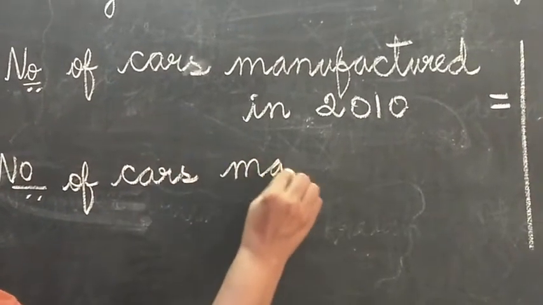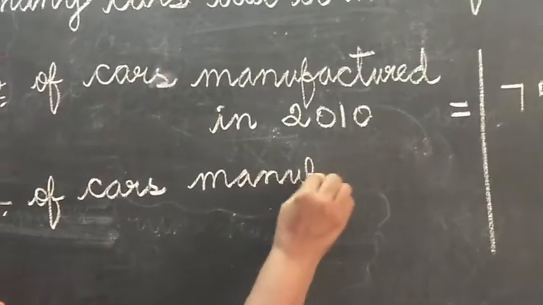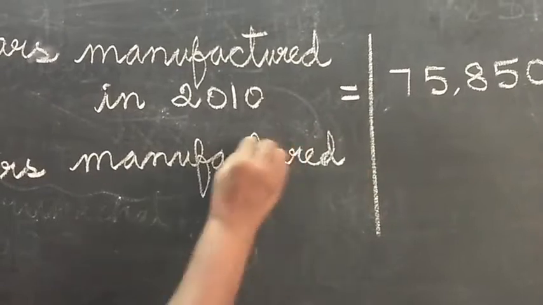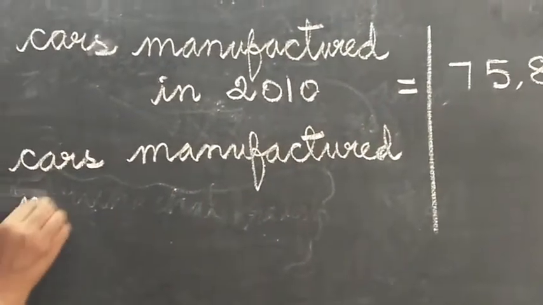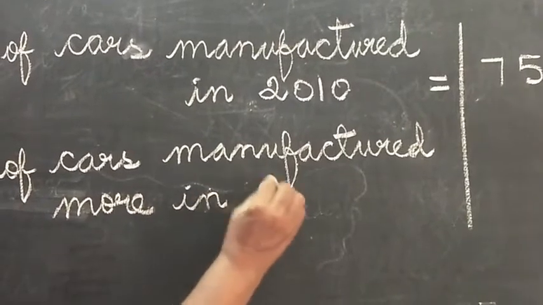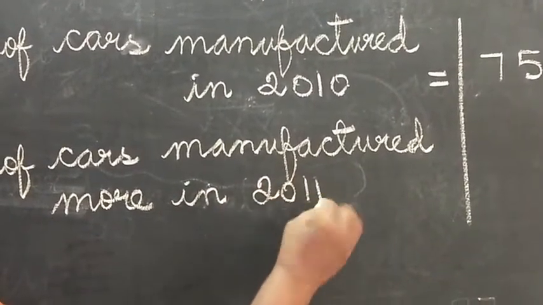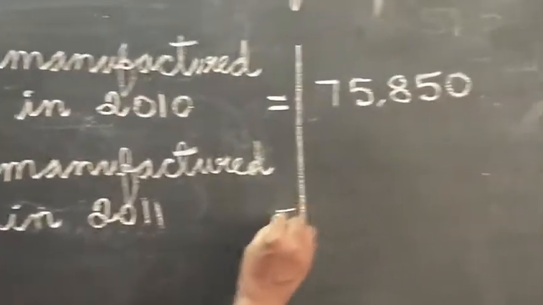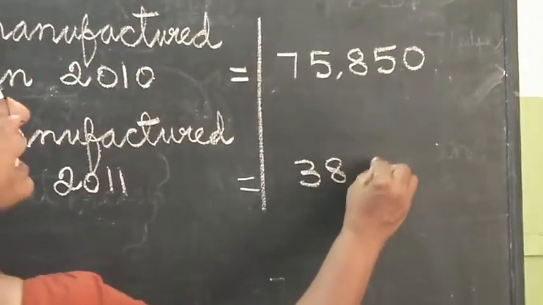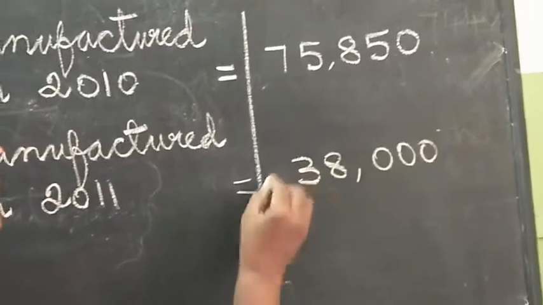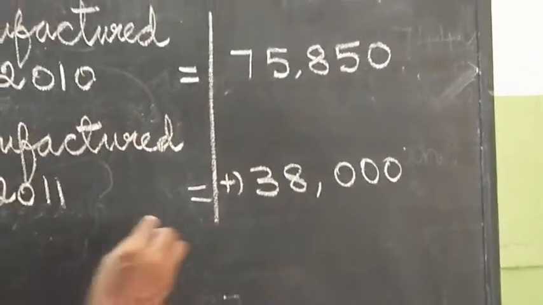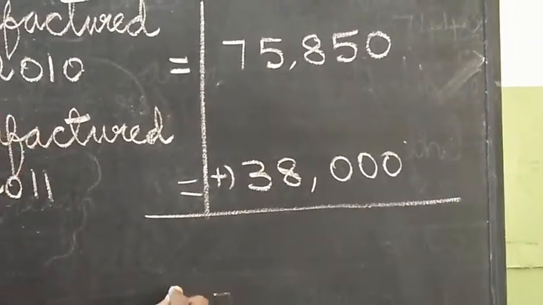Okay. Now number of cars manufactured more in 2011. So what? How many cars, children? 38,000. So you have to add this one and then you will get the answer. How many cars did they manufacture in 2011?